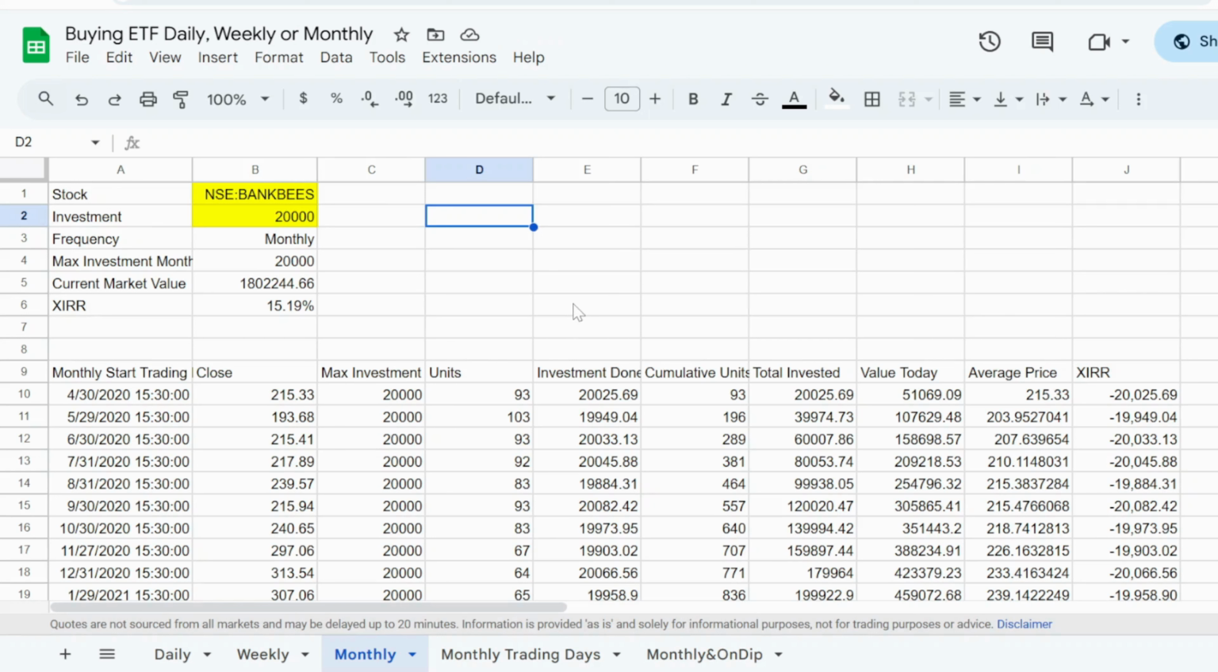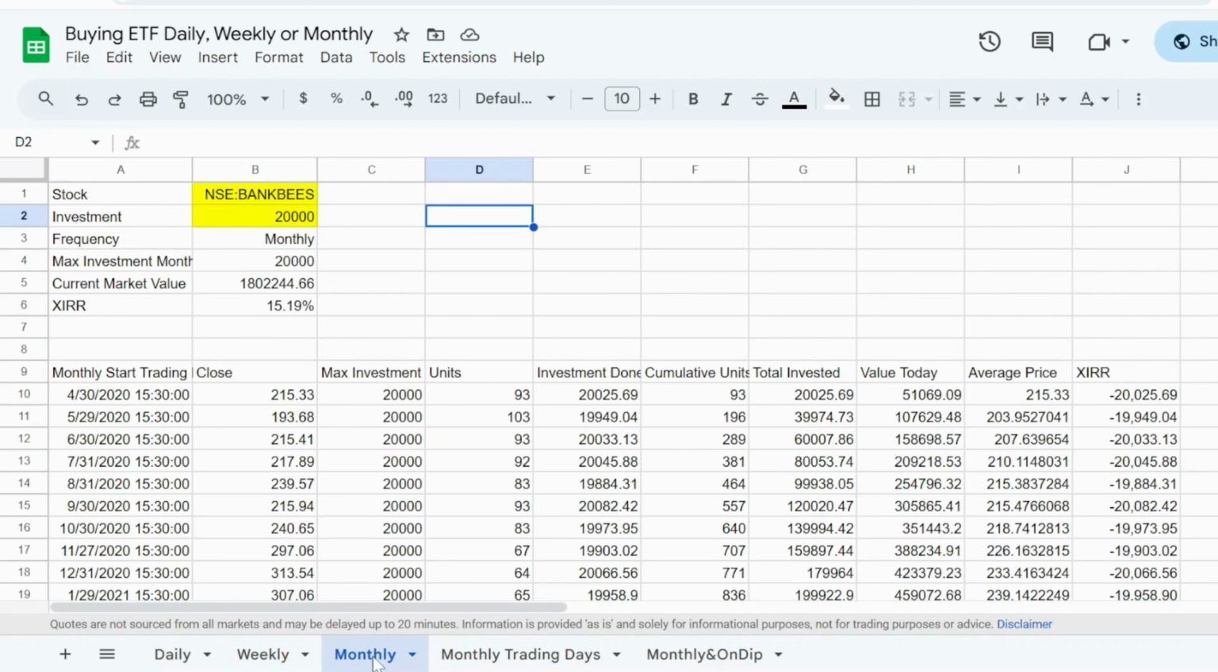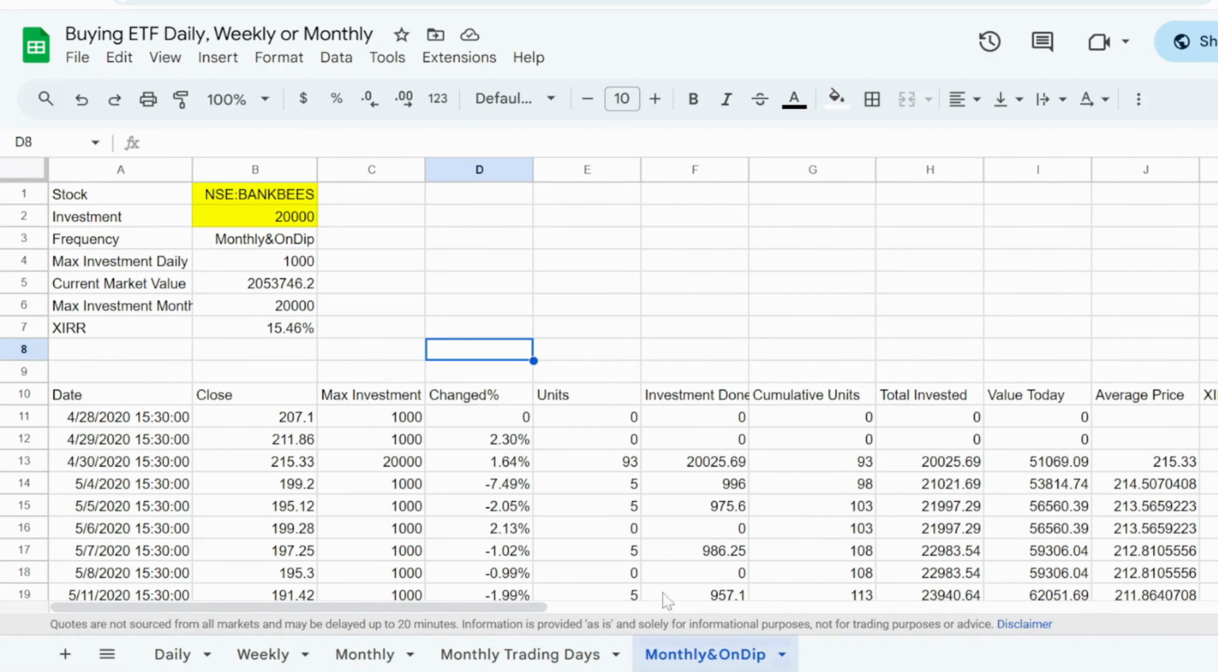Now coming to the monthly. The investment is 20,000, again the frequency is monthly, and the current market value is 18,22,044, and the XIRR is 15.19%. Whereas in the weekly it is 15.10%, and the daily is 14.97%. Now coming to the monthly and on dip. For NSE Bank Bees, if we would have invested 20,000 every month, along with that 1,000 rupees whenever it has gone down by more than 1%, then the XIRR is 15.46%.